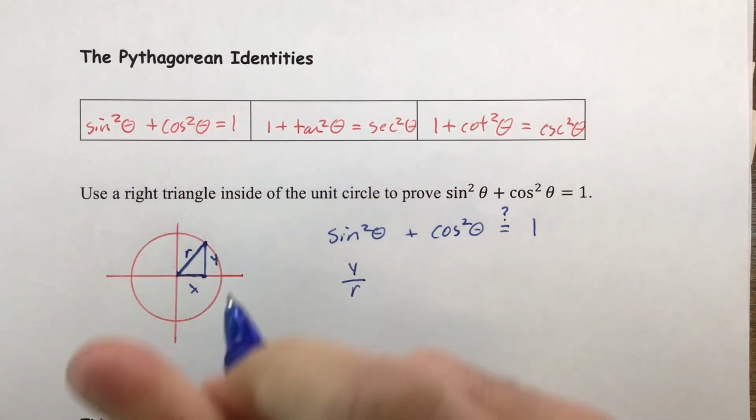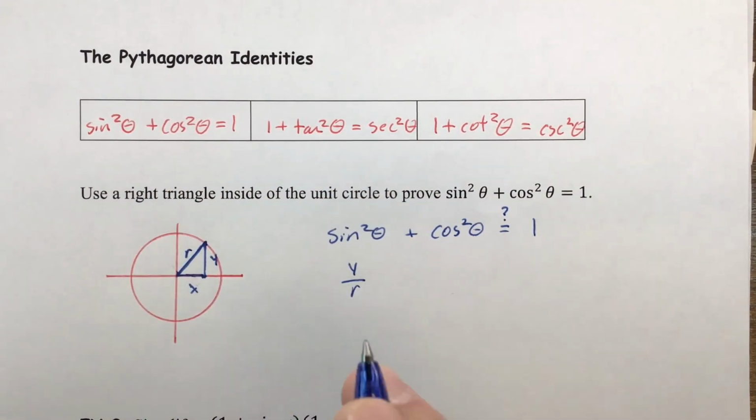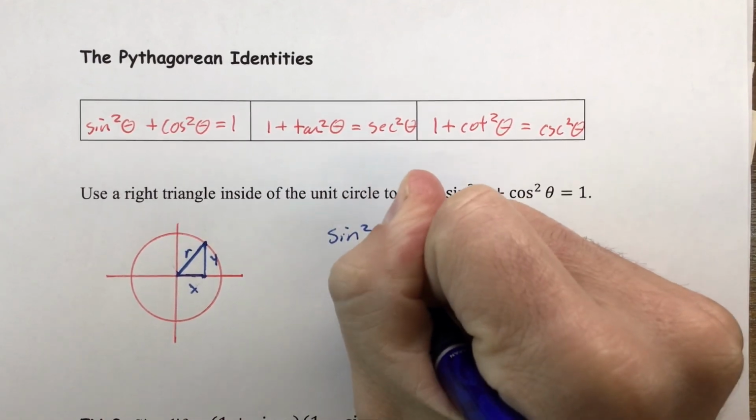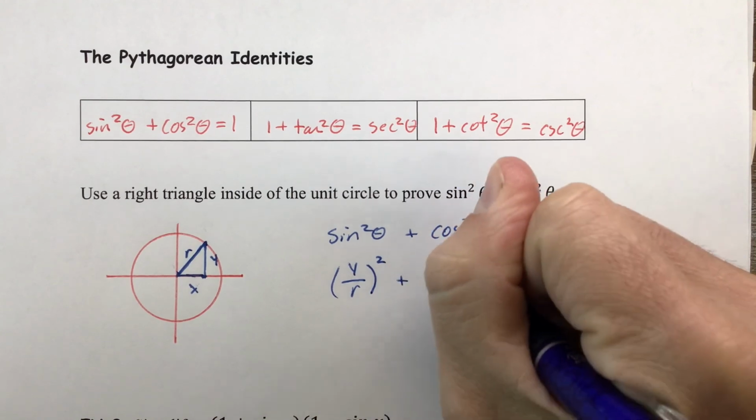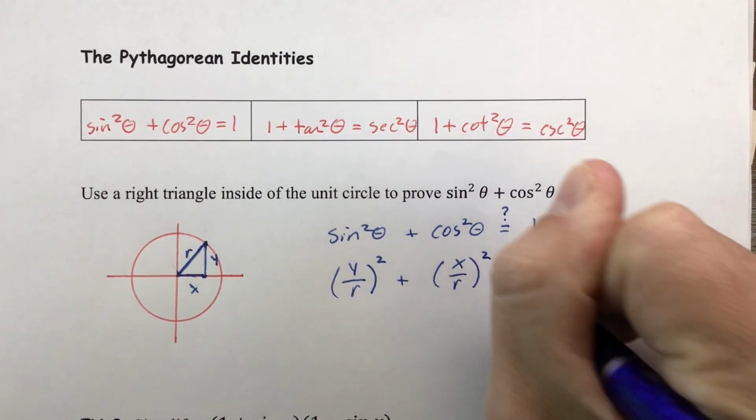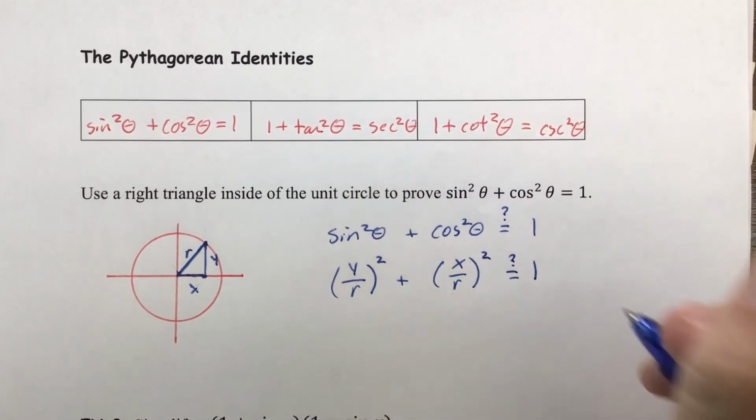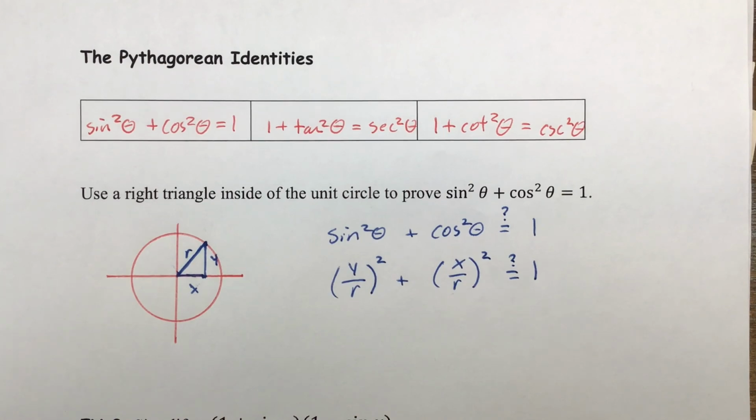Okay, so I'm going to reference the picture over here. It would be the y value divided by the r. And when we square it, that means we're squaring that whole fraction. All right, so then for cosine, we could take x over r and square that one. And again, question mark, does that equal 1? All right, let's go ahead and do some math.